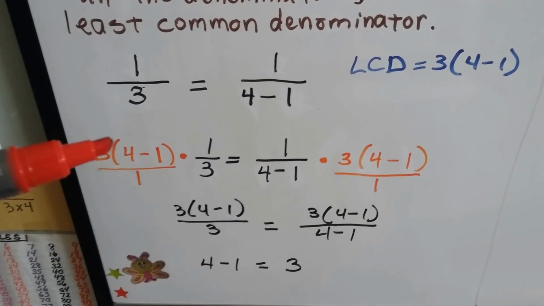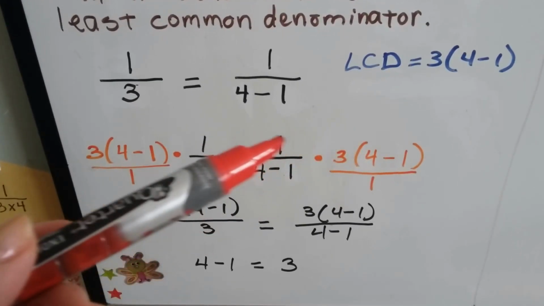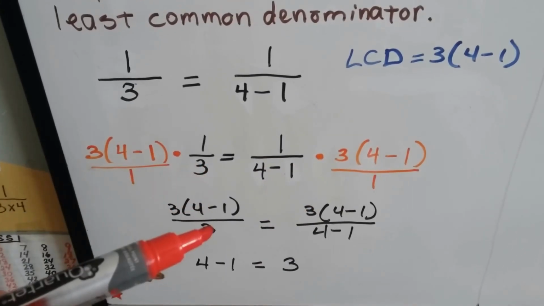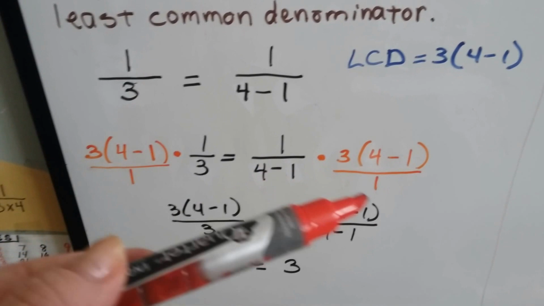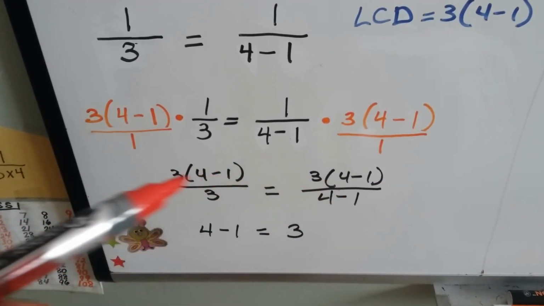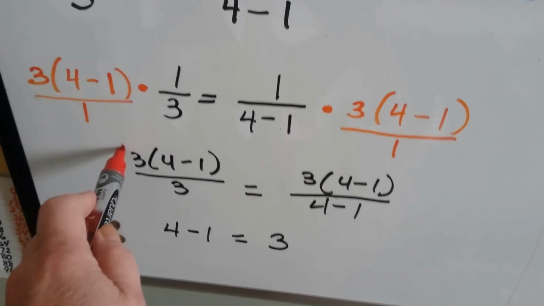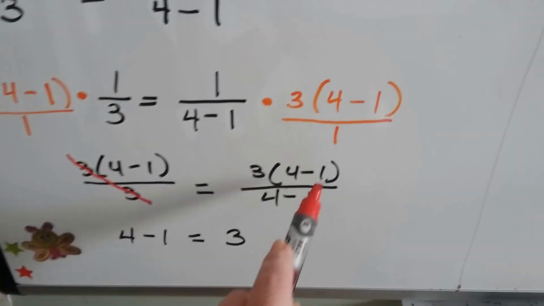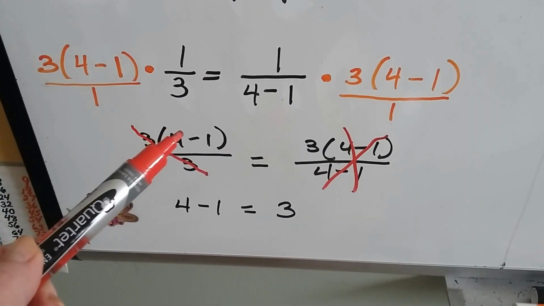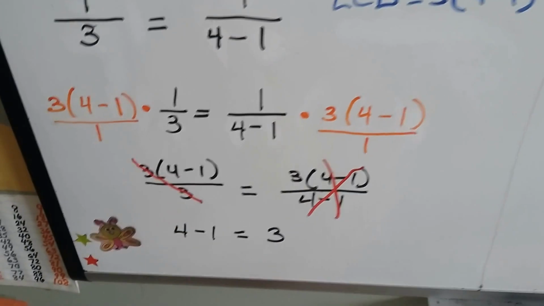So 3 times 4 minus 1 times 1 gives us 3 times 4 minus 1 on both sides, doesn't it? Because it's just multiplied by 1. And then 1 times 3 is 3, and 4 minus 1 times 1 is 4 minus 1. So now this is our new rational equation. And we can cancel these out, can't we? These two 3's. And we can cancel out these two 4 minus 1's, can't we? And what we're left with is 4 minus 1 is equal to 3. See? So we're going to do that with some variables, okay?